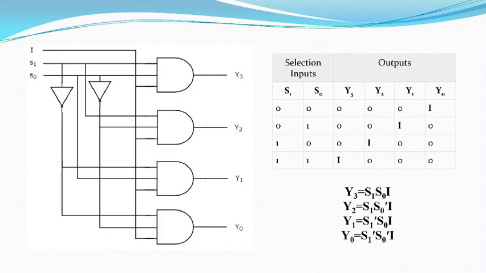We can implement these Boolean functions using inverters and 3 input AND gates. The circuit diagram of the 1 to 4 demultiplexer is shown in this slide.